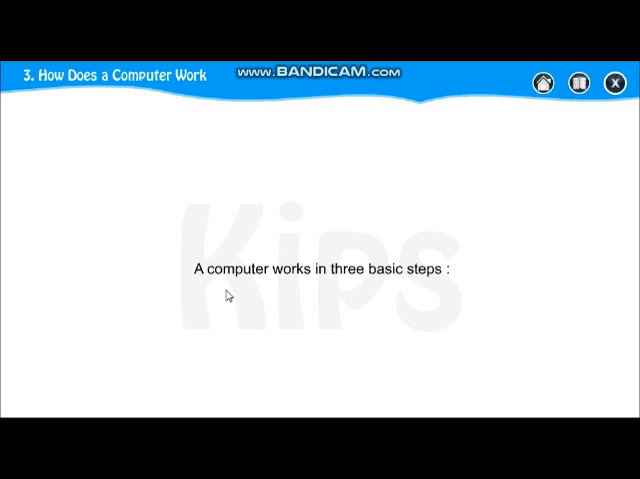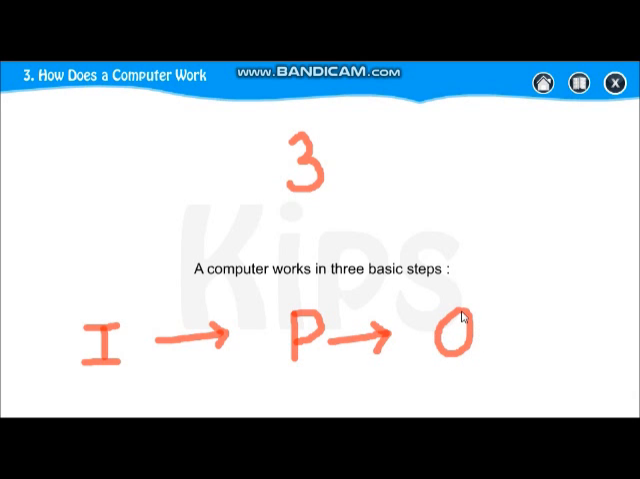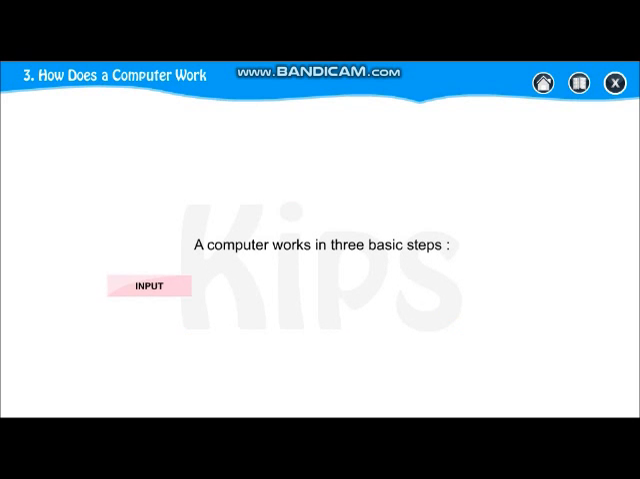Now computer works in 3 basic steps. Okay, how many steps are there in computer? 3 basic steps. Okay, what are those 3 basic steps? The first basic step is I, means input. Then P means your process, and then O means your output. So computer works on 3 basic steps: input, process, output. IPO.